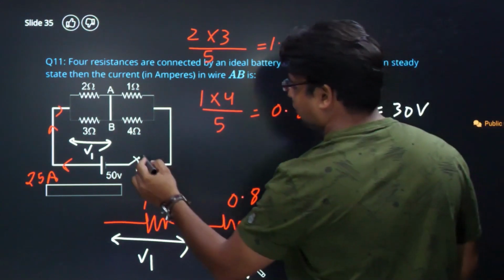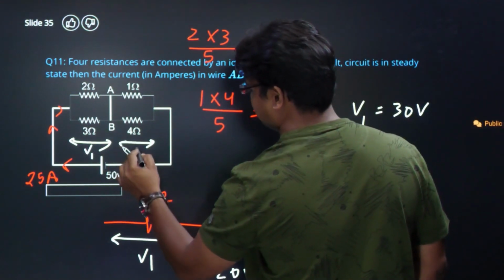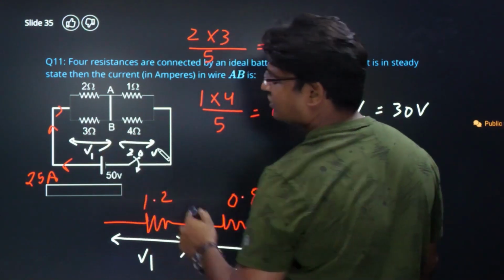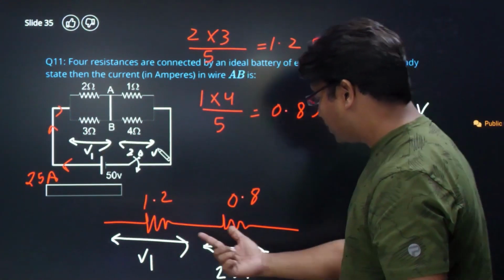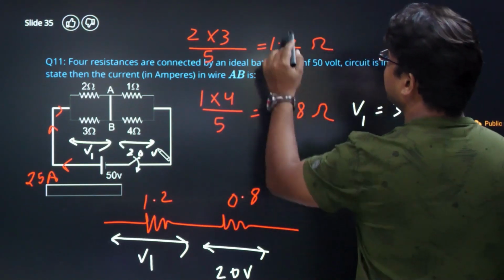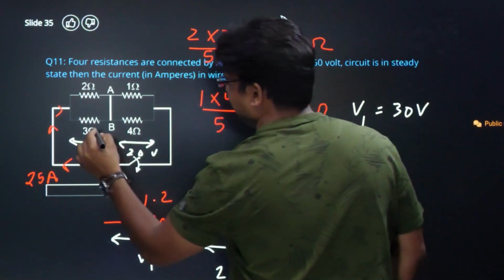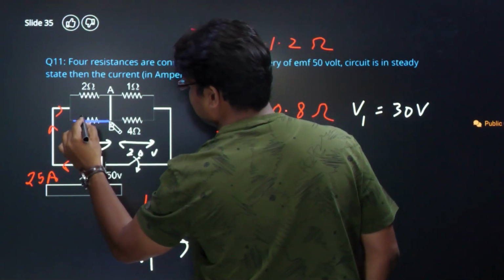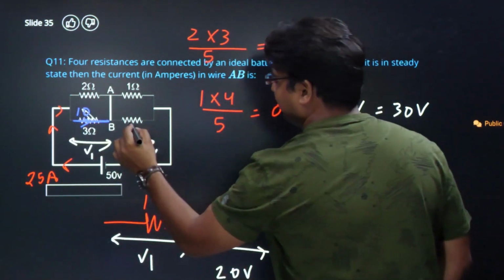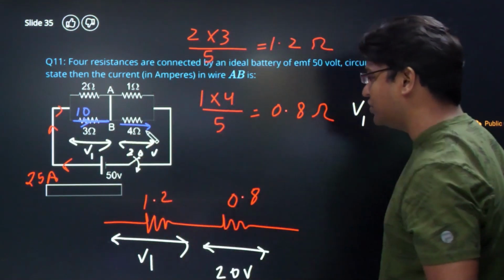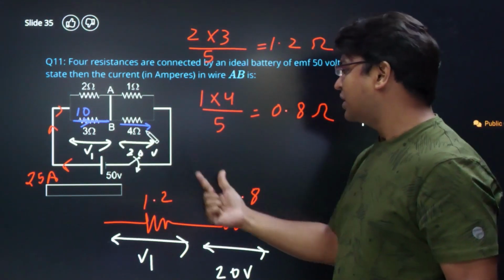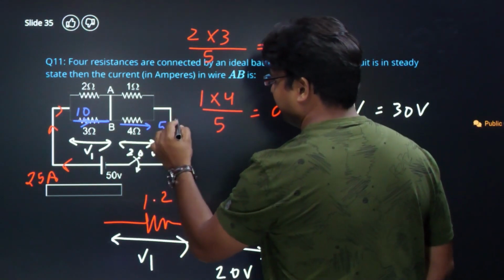So we now know the potential difference across all the resistors, and therefore I can calculate the current in the 3 ohm resistor. The potential difference is V1, which is 30, and the resistance is 3 ohm, so the current in it will be 10 ampere. So in this resistor, current is flowing in this direction, and this is 10 ampere. Can we find the current in this resistor? Of course. The potential difference across the 4 ohm resistor is 20, so the current in this branch is 5 ampere.